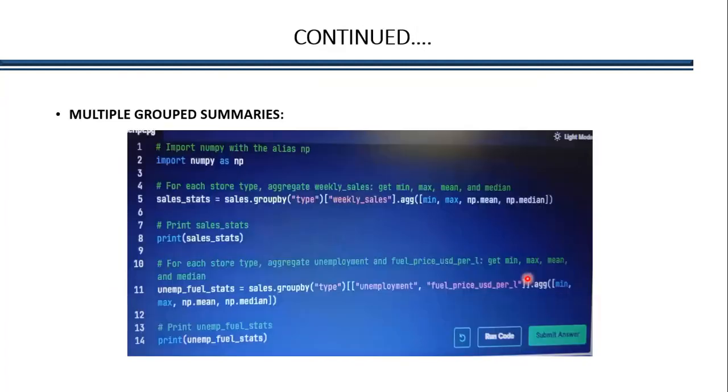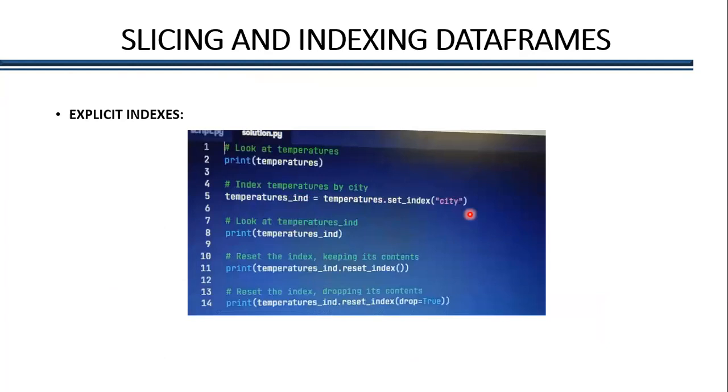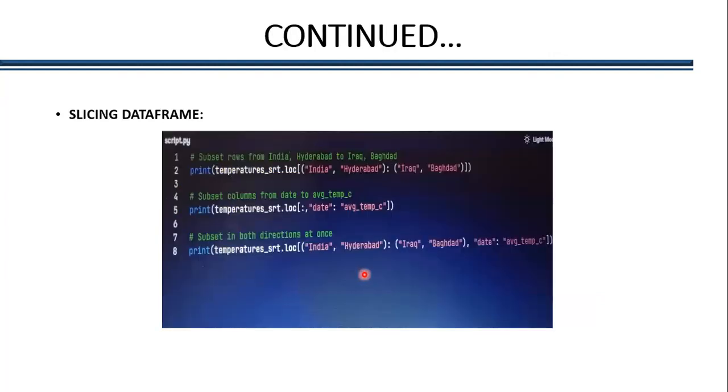The other is multi-group summaries. In multi-group summary, we will use groupby. First is the type with parentheses and then square brackets, the column, and then the aggregate function, which can be minimum, maximum, or with numpy, mean, numpy, median. Explicit indices. In explicit indices, we can set the index, temperatures dot set index and the column. And if we want to reset it, we can use the reset index function.